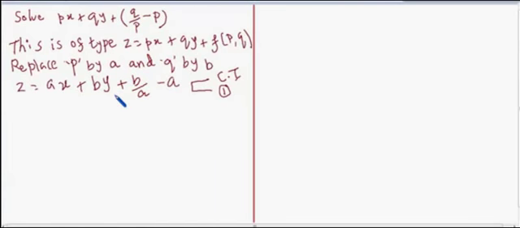Now our duty is to find the singular integral. To find the singular integral, differentiate equation number 1 with respect to a and equate it to 0. From 1 you find dou z by dou a and equate it to 0.